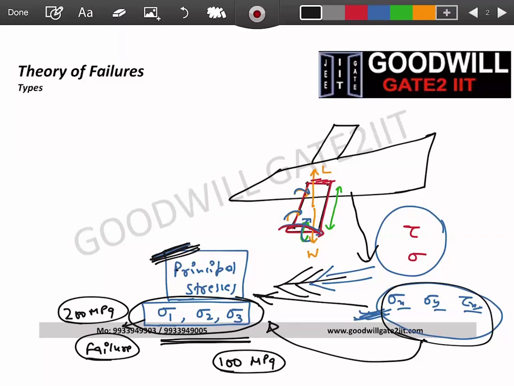Another scientist came and said, it is not that simple. You should not directly look into your maximum stress and the material maximum stress. Another person said, please look into maximum strains. If your strains are more than maximum material strains, then there is a failure. So different scientists have different theories. Another person said, don't see normal stresses, see maximum shear stresses. When your maximum shear stresses go above the material maximum shear stress, there will be a failure.